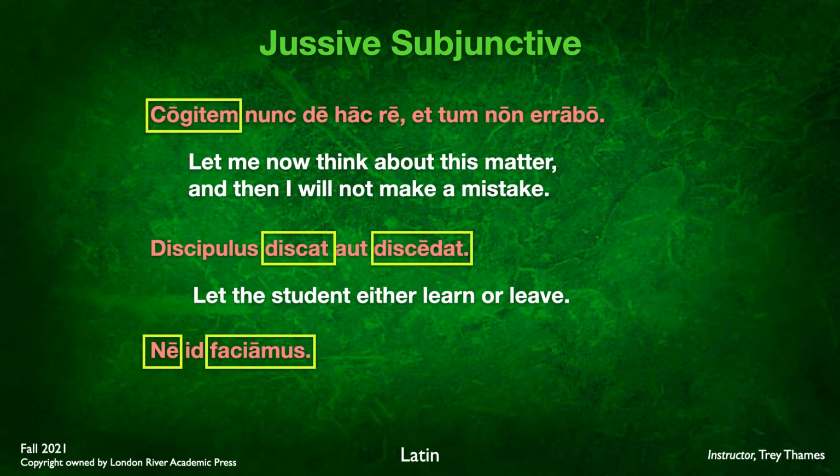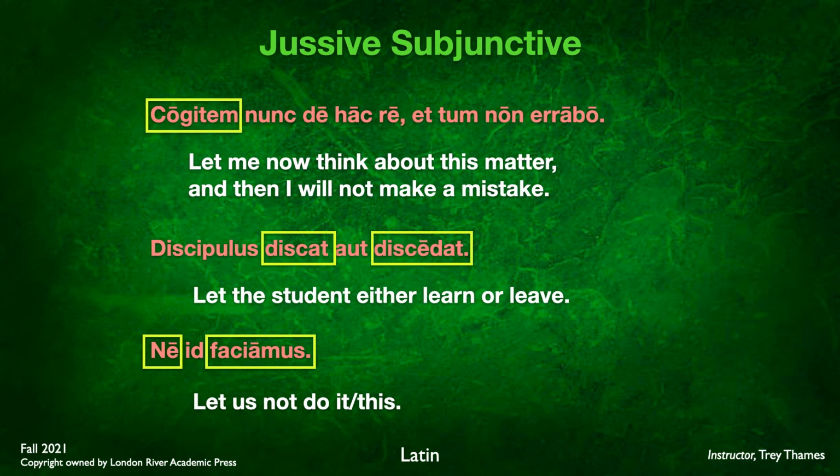Oh, but notice this whole sentence is being introduced by ne, so it's a negation. Let us not do it. There we go. Let us not do it, or let us not do this. So it's actually pretty simple. Just learn to recognize the vowel shift and then translate it with a "let" if the main verb here is a subjunctive. So you have a jussive, or jussive subjunctive.